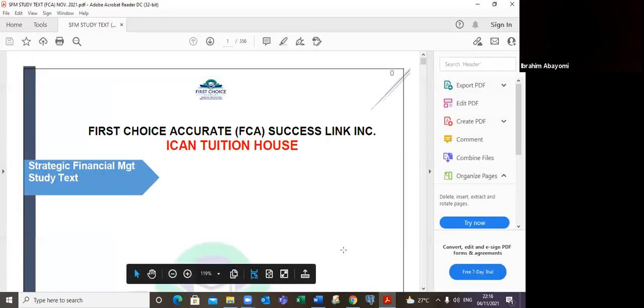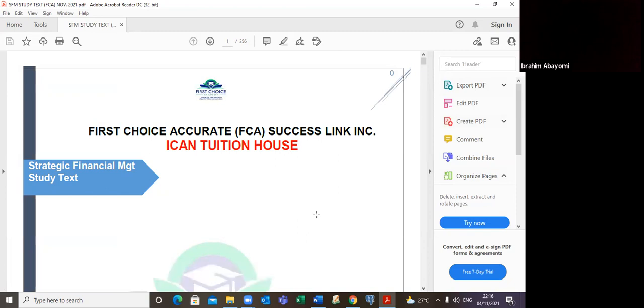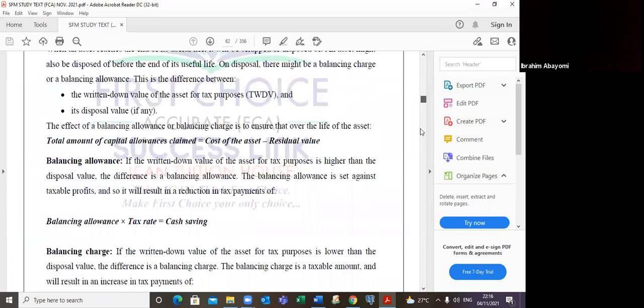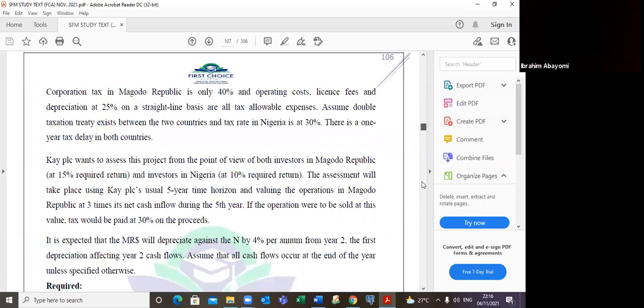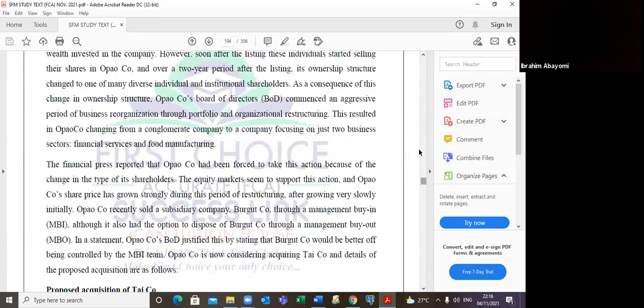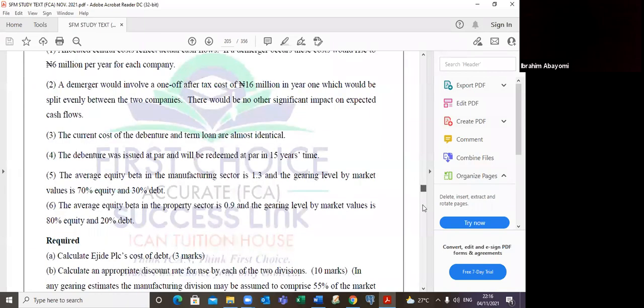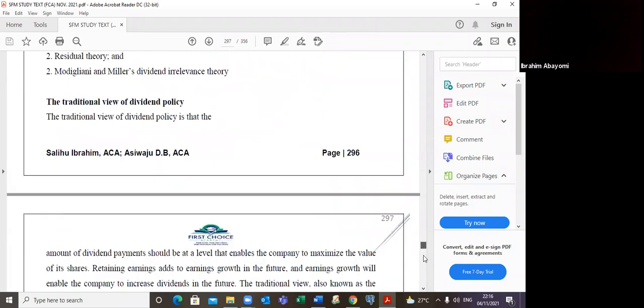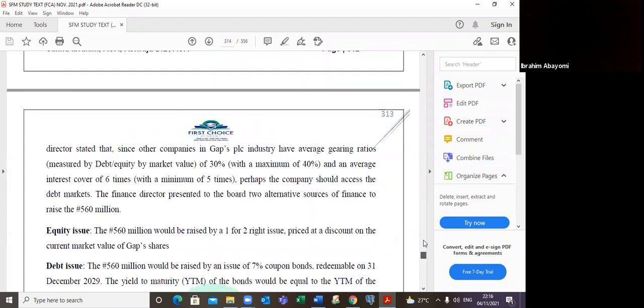Now let's start from where we stopped in our last class. In our last class, we looked at the concept of Black-Scholes option pricing theory, and we solved a question on that topic. So we proceed today by looking at other questions in option pricing.